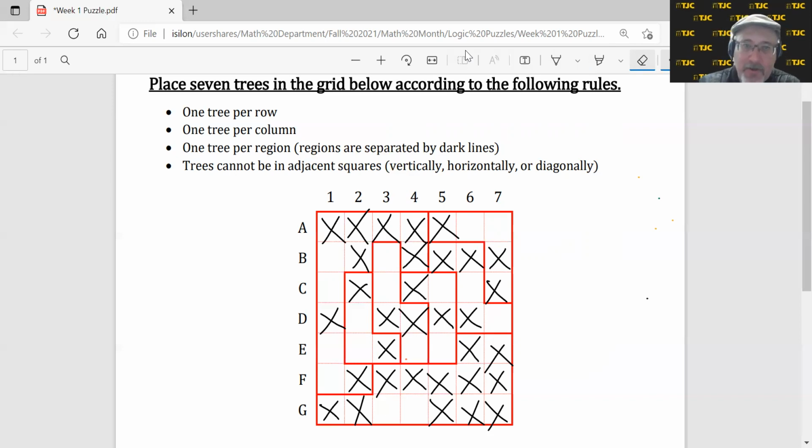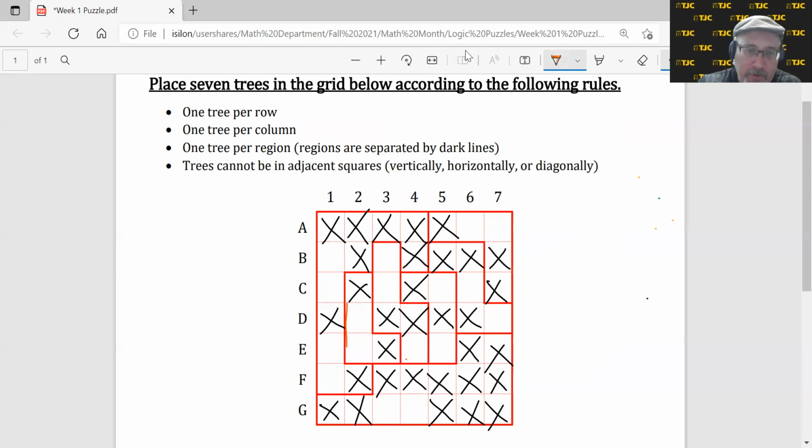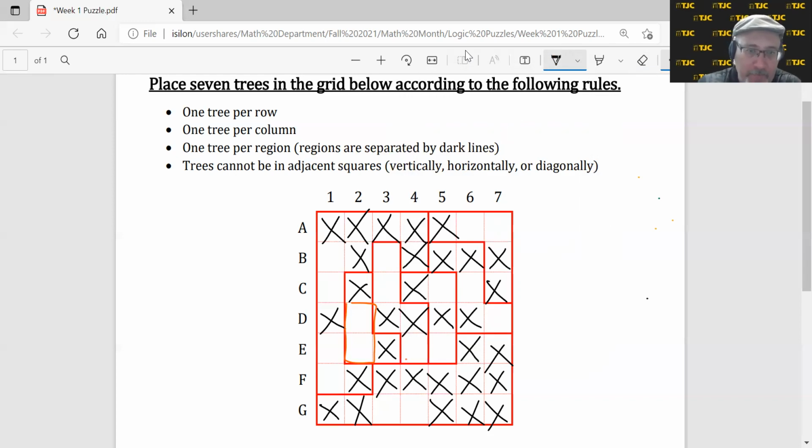I can sense it. Look at column 2. In column 2, the only locations for trees are these two squares, so we cannot have a tree in E1, because otherwise it would cross out both of those and there would not be a location for a tree in column 2 or in the region containing those two squares. Okay, are there any rows or columns with only one option left? Yes, and I should have jumped on this the minute I saw it.